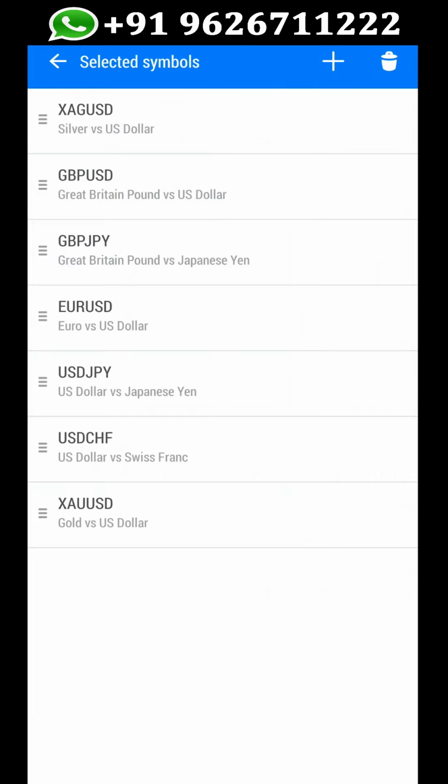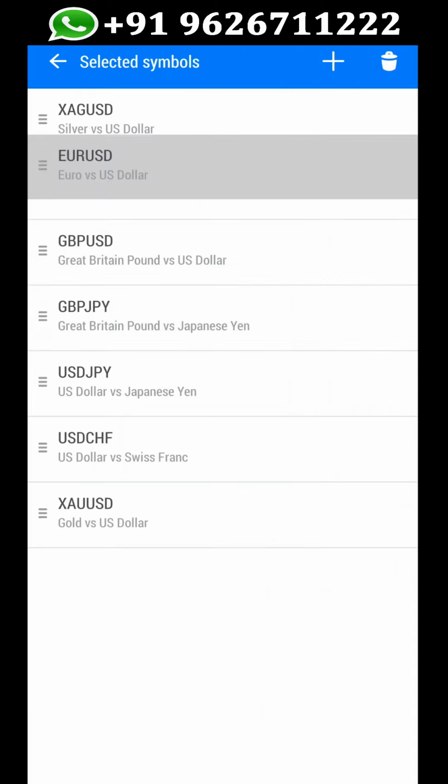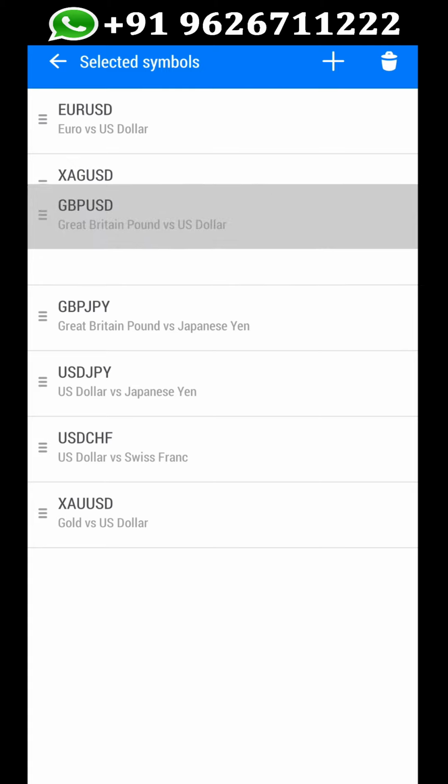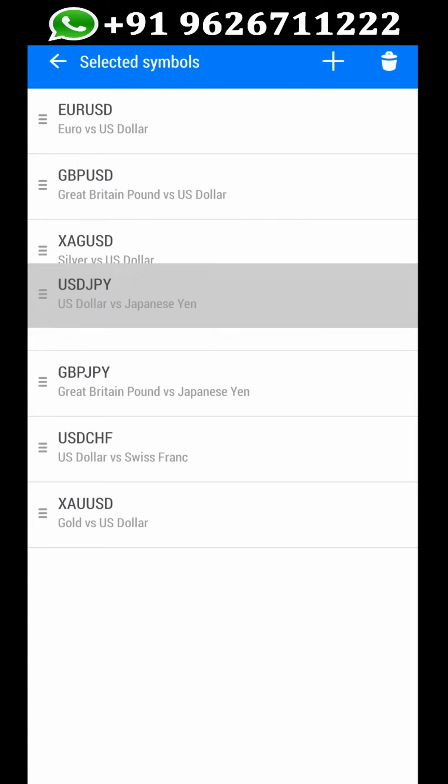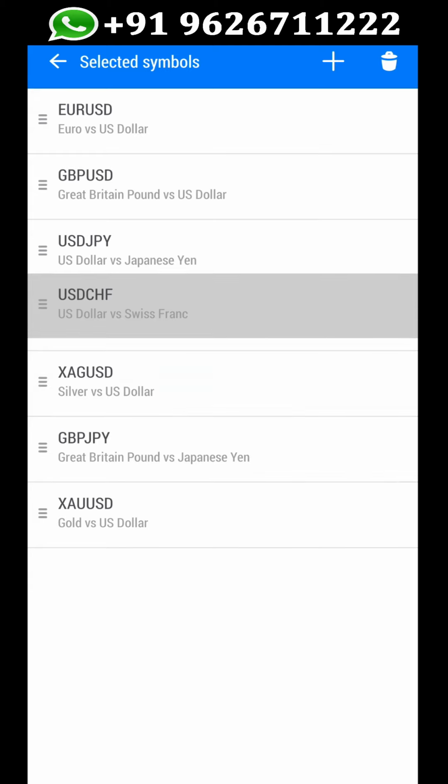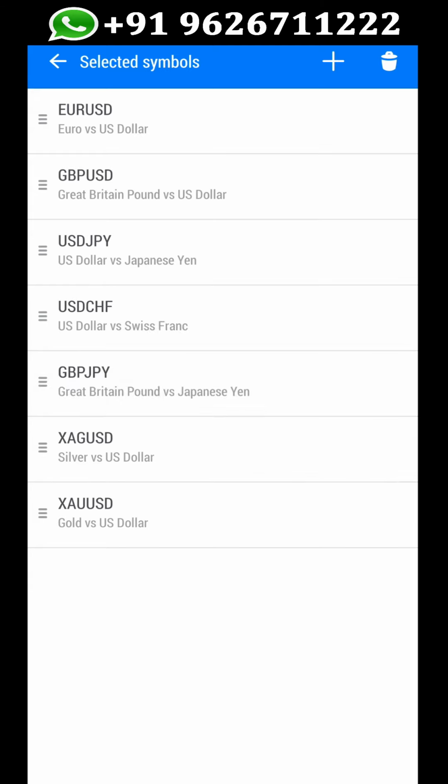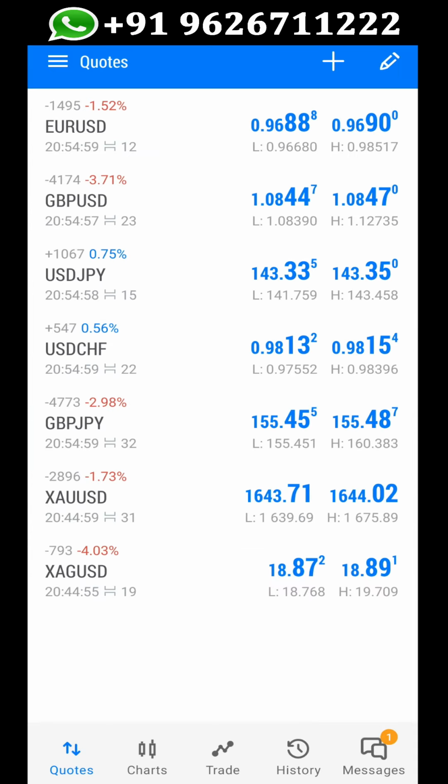to reorder. So as I already told you, I want currency pairs first. So I want the first pair to be EURUSD. So I just tap on EURUSD and move it up, and again GBPUSD. So next USDJPY, next USDCHF, next GBPJPY, next XAUUSD and finally XAGUSD. So the reorder is finished. Next I go back and you can see your watch list order has been modified based on your favorite positions. So your reorder is also completed.